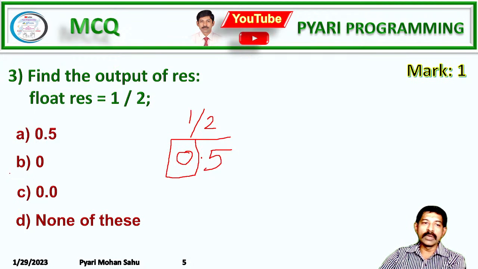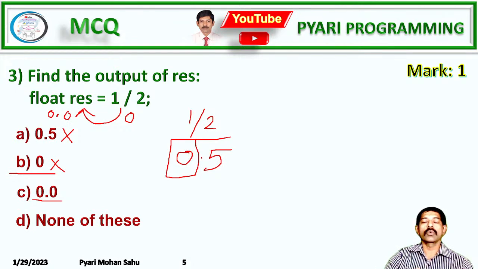But option B is also having 0, but it is not the correct answer. 0.5 is obviously a wrong answer. Now why is it 0.0? Because when it is storing the 0 in RES, it is implicitly converted into 0.0. So we have two things to understand over here. Integer divided by integer, result is integer. But when I am storing it in a higher data type, it will implicitly convert it into that particular data type. That's why the answer is C.